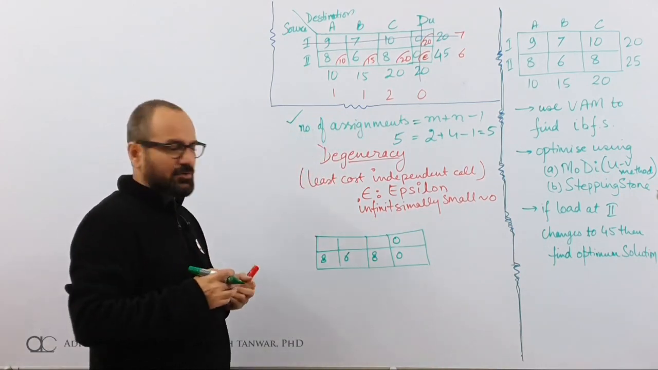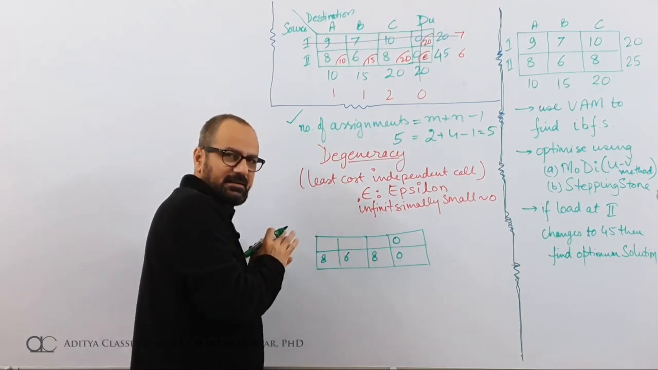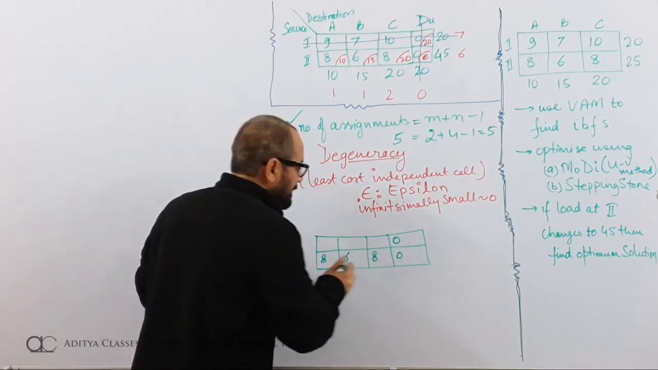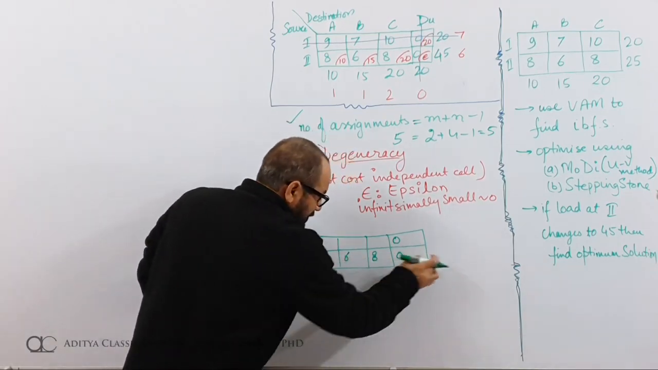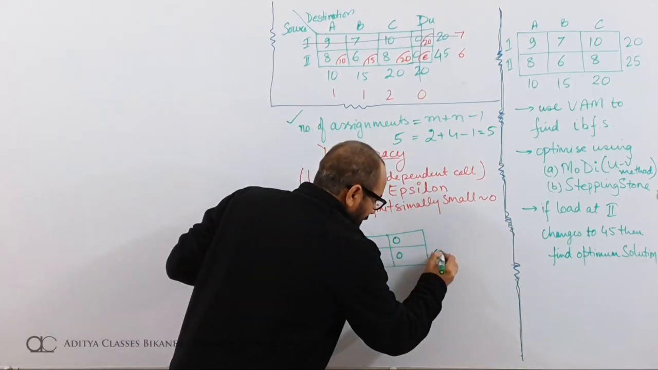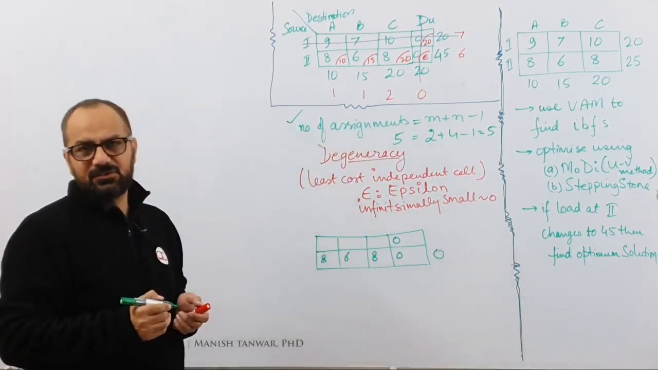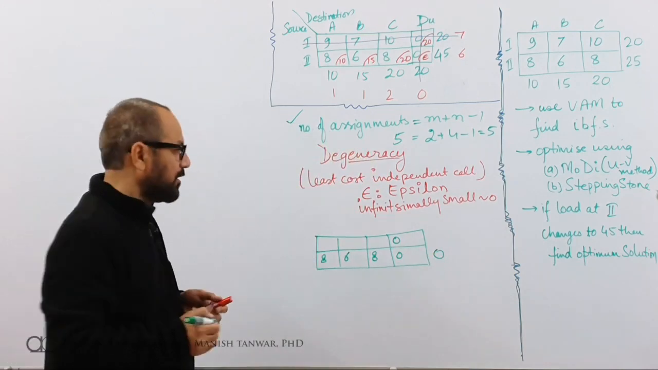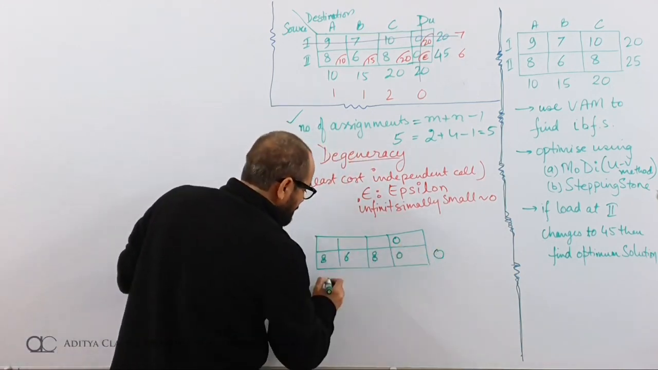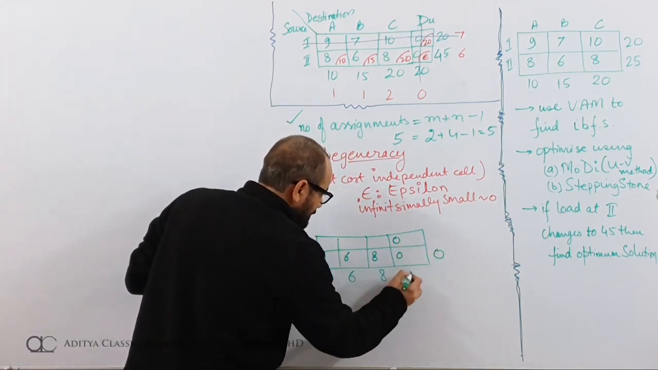If you have seen previous videos, we preferably select a U or a V with maximum assignments. If we see this U2 has 4 assignments, let me pick this U as 0. What this does is, it gives me these values straightforward: 8, 6, 8 and 0, because this is 0.